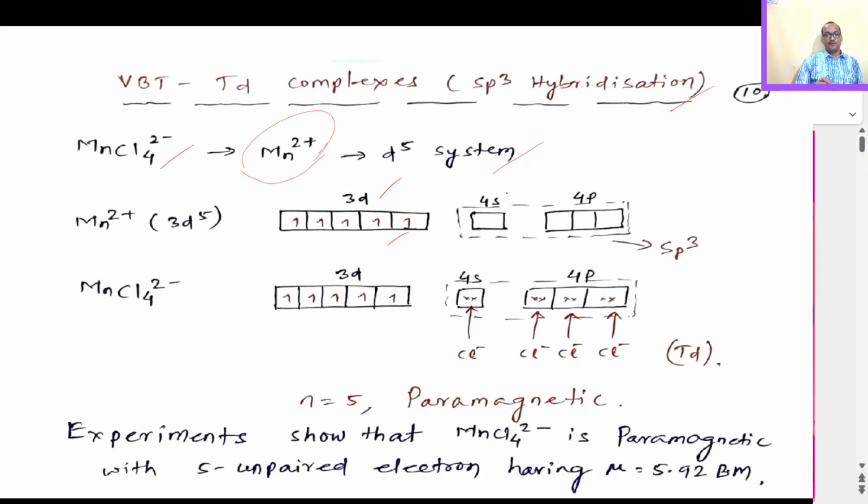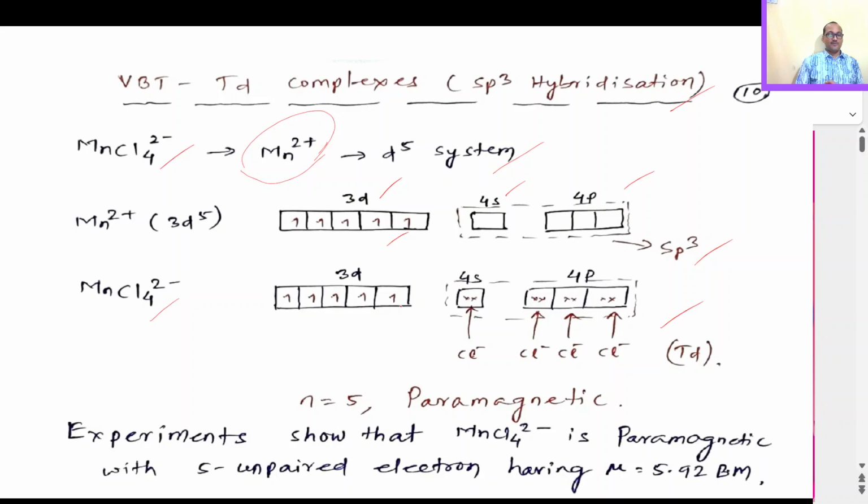So we are left with the 4s orbital and 4p orbitals. One 4s orbital and three 4p orbitals will undergo hybridization, giving rise to sp3 hybrid orbitals, which are degenerate orbitals. Now what will happen for complex formation? For [MnCl4]2-, the 4 Cl- ligands will donate their pair of electrons to the vacant sp3 hybrid orbitals, forming the [MnCl4]2- complex.